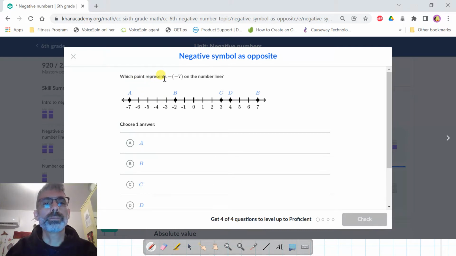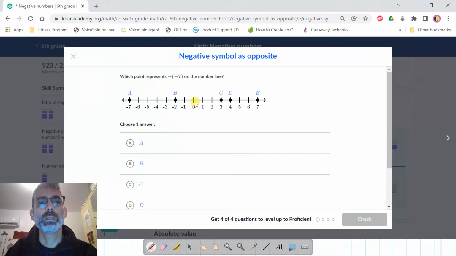Which point represents the opposite of negative 7? So each time we see the negative sign, its meaning is "the opposite of." So the opposite of negative 7: this is negative 7, because negative 7 is 7 tick marks to the left of the 0.